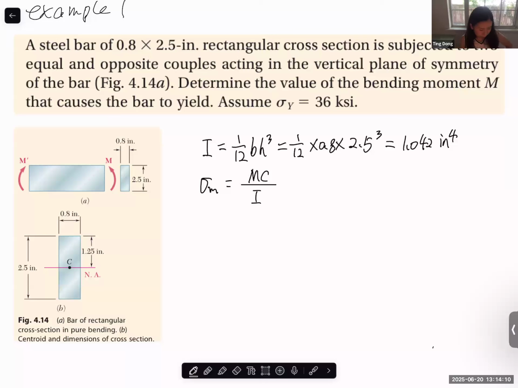Since the maximum stress is equal to Mc over I, and we know sigma m, the maximum normal stress, we can calculate the bending moment that can be applied. So bending moment equals the maximum normal stress in the structure times moment of inertia over the maximum distance to the neutral surface. And since it's a rectangular cross section, which is symmetric, this distance is half of the height.